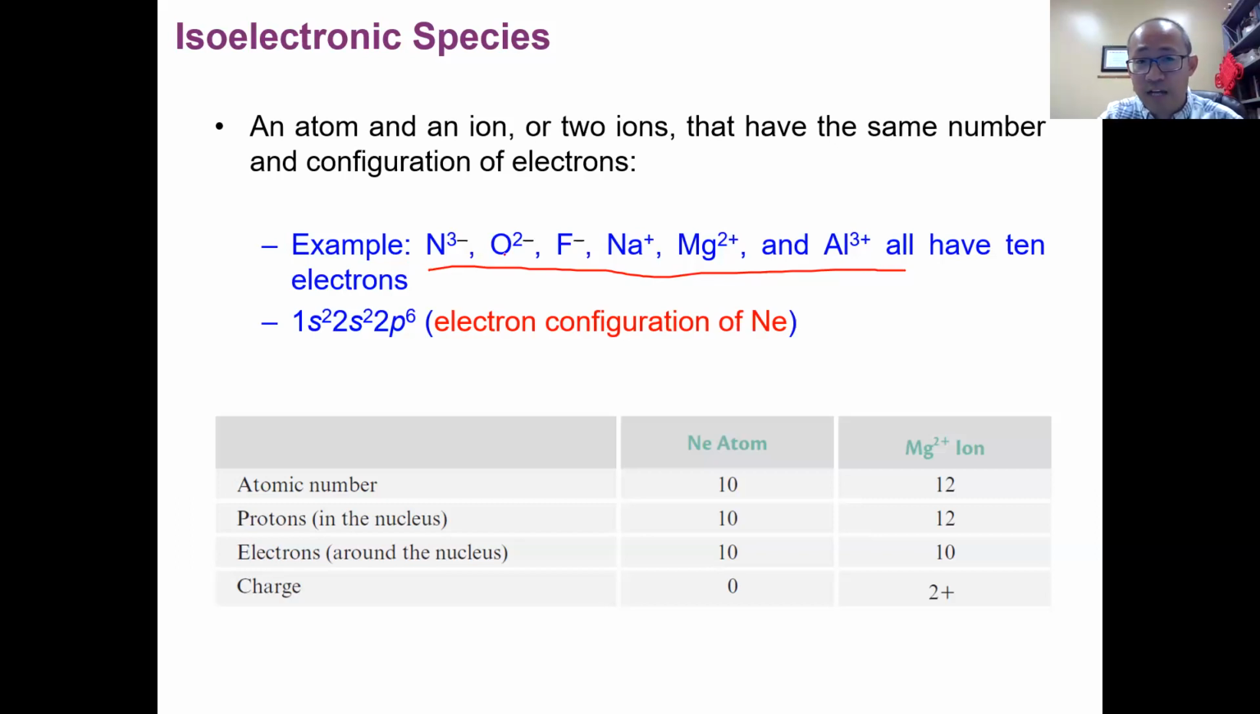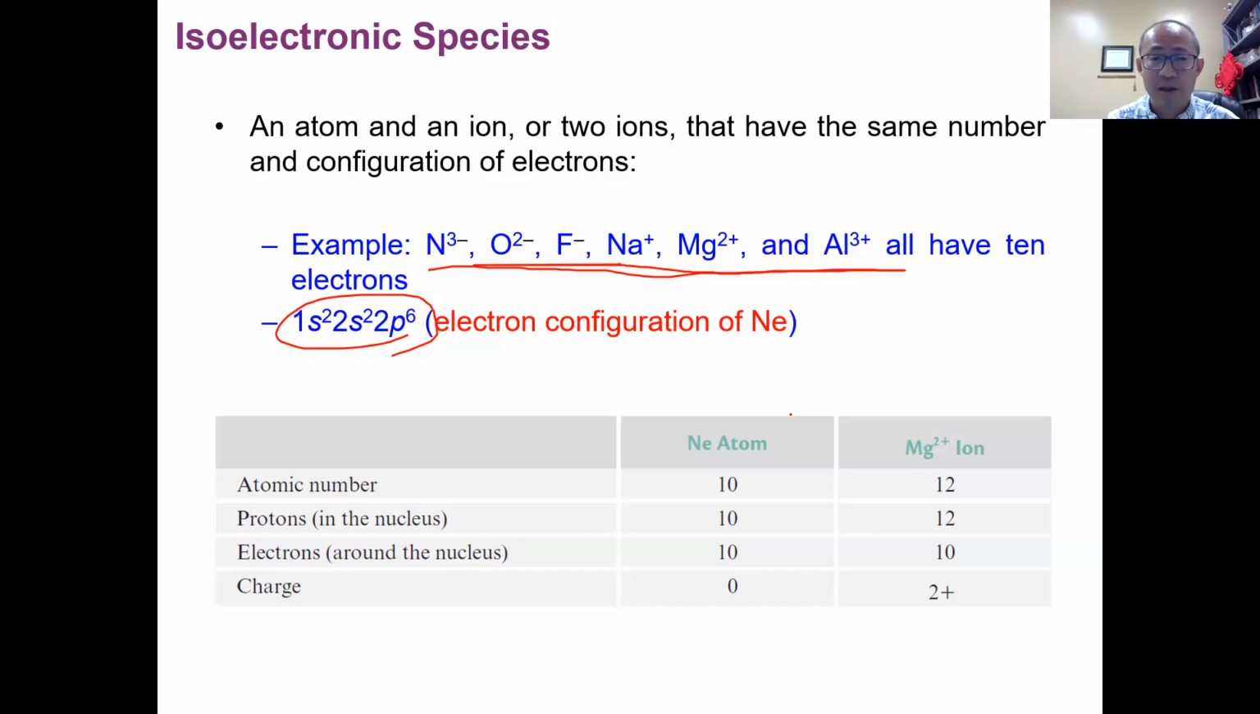Okay. Nitrogen, oxygen, fluorine, they gain 3, 2, 1 electrons. Sodium, magnesium, and aluminum, they lose 1, 2, and 3 electrons. But they all end up with the same configuration of what? Of neon, which is 2s2 2p6. That means they all have 10 electrons for these species. These 3 anions, nitrogen 3-, oxygen 2-, fluorine -, and sodium +, magnesium 2+, and aluminum 3+, they all have 10 electrons after losing and gaining. They all have 10 electrons, which is the same as what?